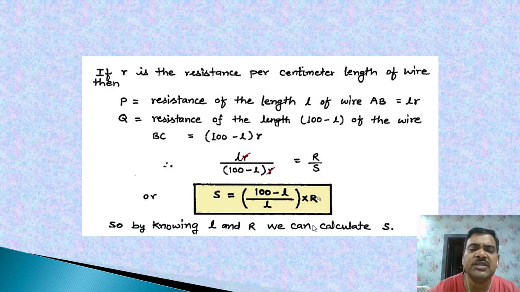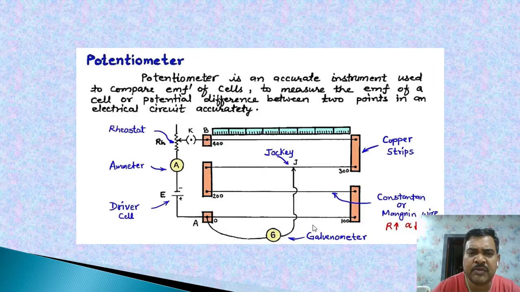What is the resistance Q? The resistance of the length 100 minus L of the wire BC is 100 minus L times r. Remember, r is the resistance per centimeter length of the wire. So now what do we have? P upon Q equal to R upon S. In place of P we write Lr, upon Q, 100 minus L times r. r cancels. What do we get? L upon 100 minus L equal to R upon S. So the unknown resistance S equal to 100 minus L upon L into R. So by knowing L and R we can calculate S.